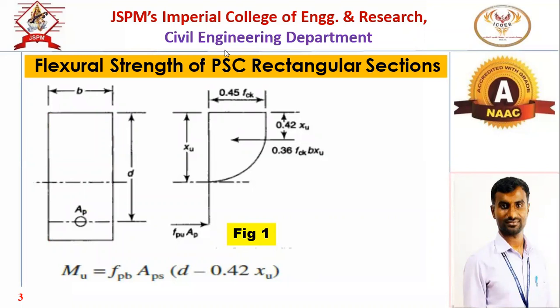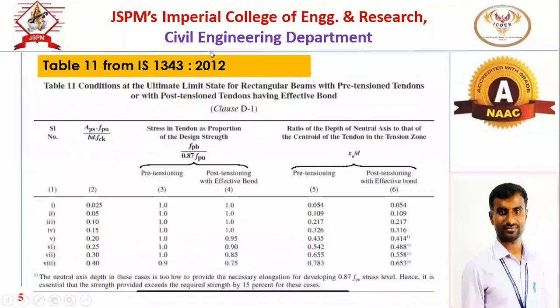Now there is a ratio called the effective reinforcement ratio. Now how to provide this steel? How much area of steel is provided? For that we have to refer to table number 11 in IS 1343.